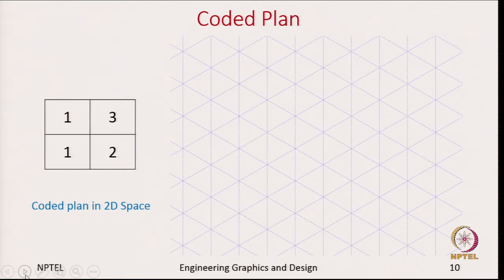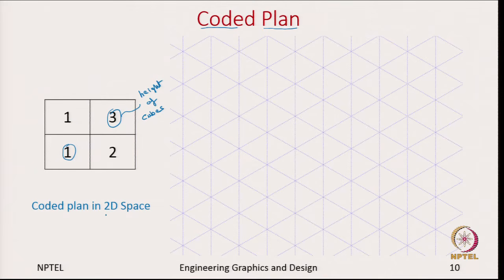Next, we move to this coded plan. Coded plan is one way to build a 3D object. So, what we are representing here is that we will have one cube here, and each number here represents the height of cubes. Which means you will have 3 cubes stacked on top of each other, here you will have 2 cubes stacked on top of each other, and similarly one each in these 2 cells.